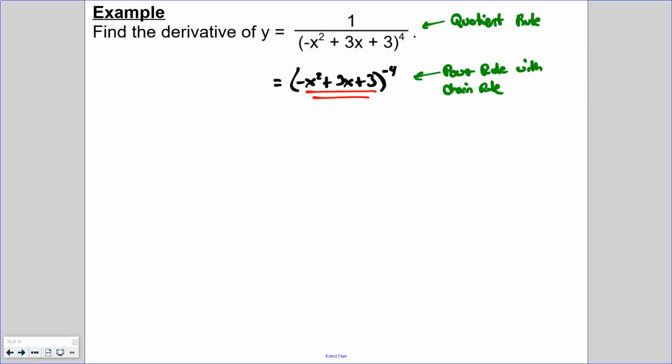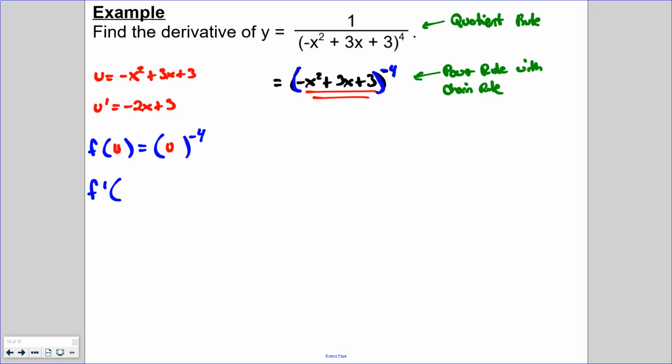We can see the inner function here. Our u is going to be negative x squared plus 3x plus 3, which means our u prime is going to be negative 2x plus 3. And then we can see that our outer function is u raised to the negative fourth power. So f of u is going to be u raised to the negative fourth power. And then we want to take the derivative, so f prime of u is going to be negative 4 times u to the negative fifth power, because remember, we want to subtract 1 from the exponent.